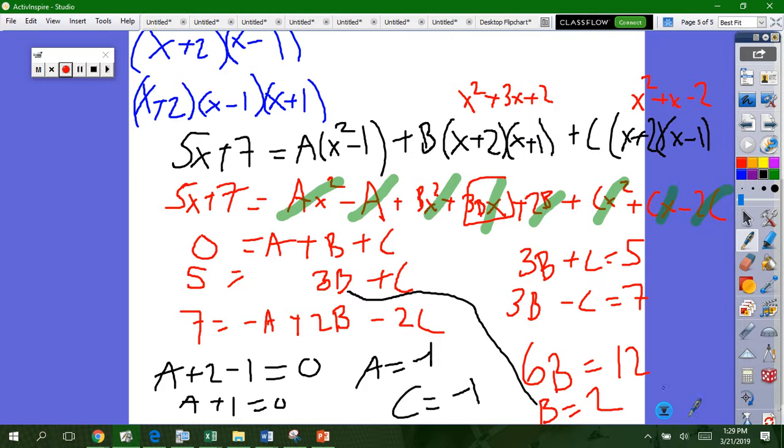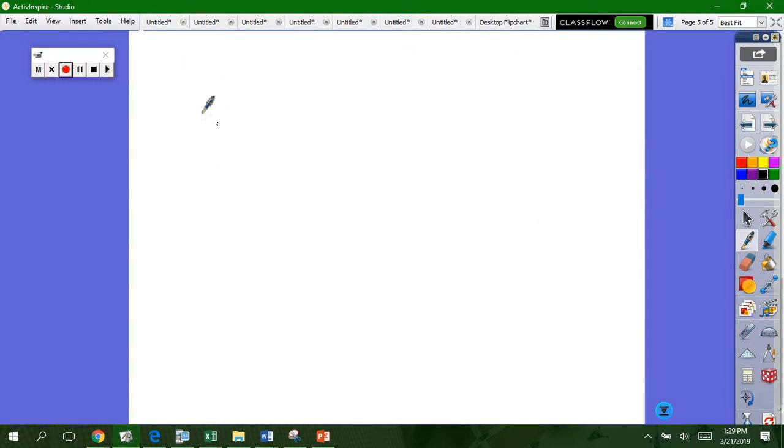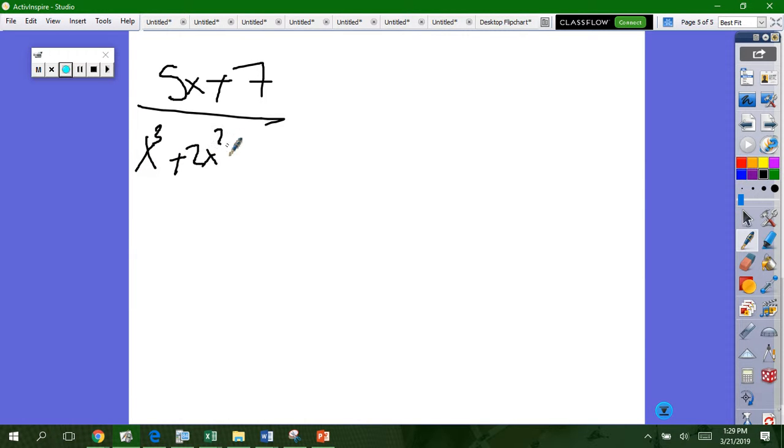So, is this my answer, just knowing A, B, and C? No. So I want to come back. Can somebody tell me the original equation again? 5x plus 7, over x cubed plus 2x squared minus x minus 2. And then notice, who did I have as my A value? It was negative 1, and it was over x plus 2.